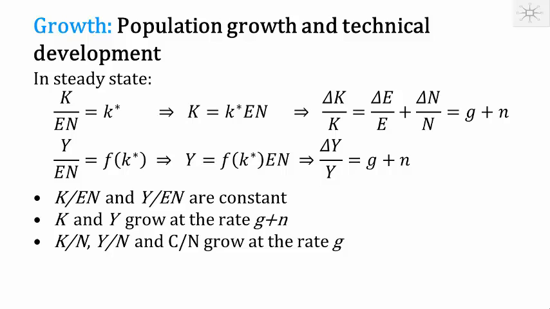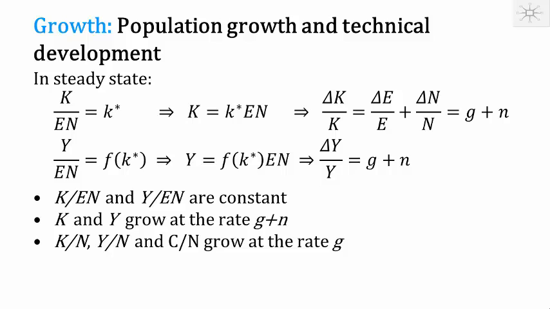So if K over AN is a constant number, little k star, that means that K is equal to k star times AN. And we can now use our rule of thumb for growth rates to figure out that the growth rate of the capital stock is the growth of technology plus the growth of population, that is g plus n. And similarly for income. So income per effective worker is going to be little f of k star. Again, that means that income is going to be growing at the rate g plus n.